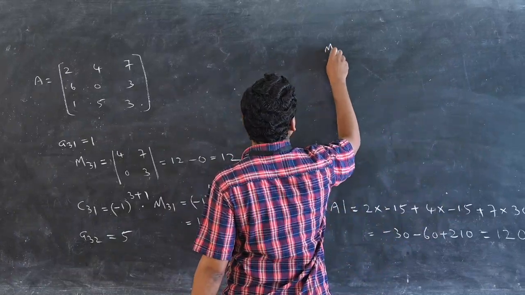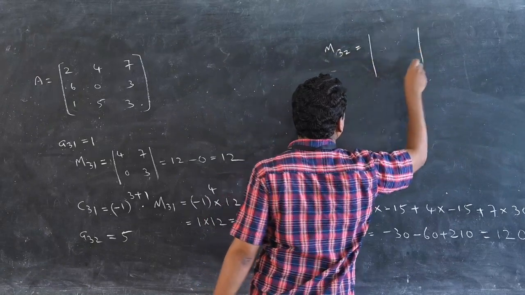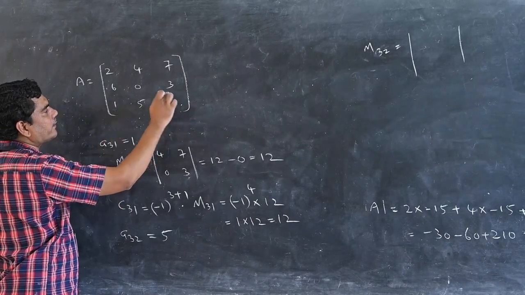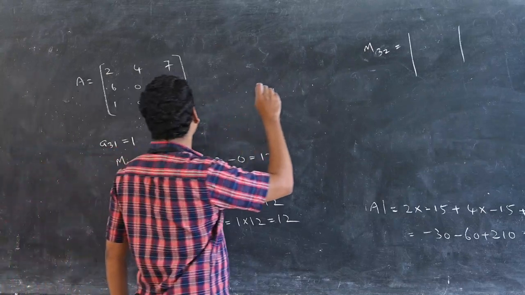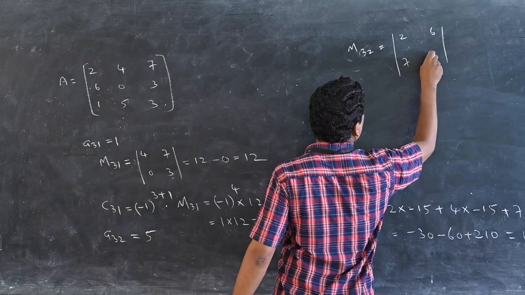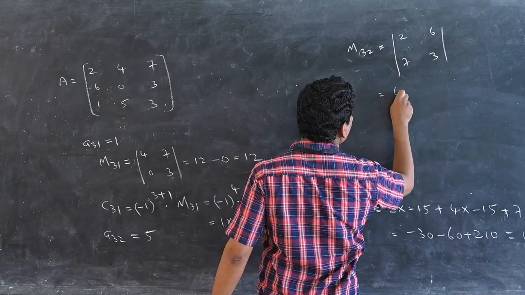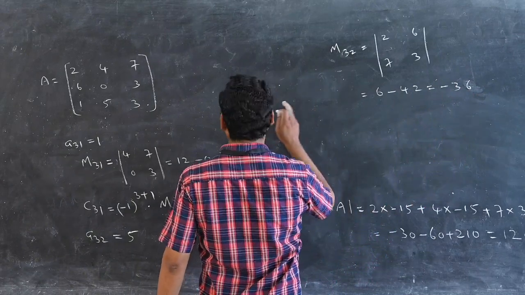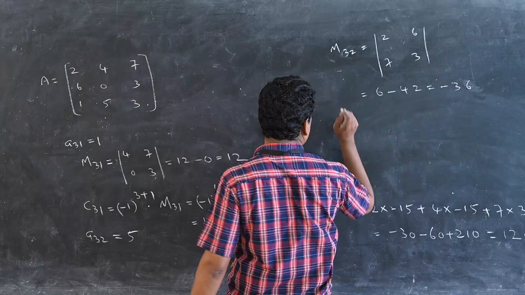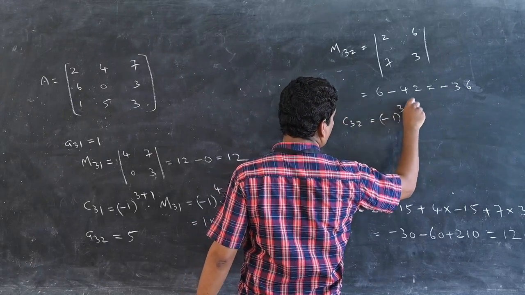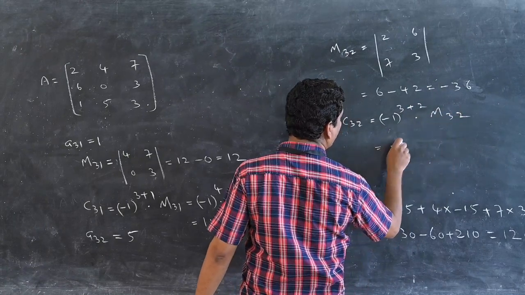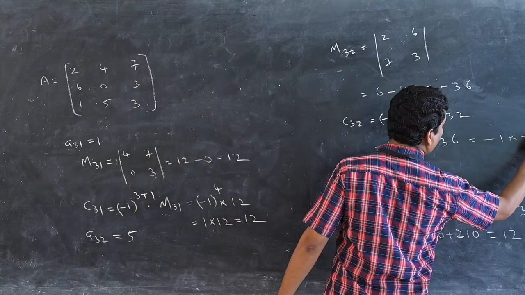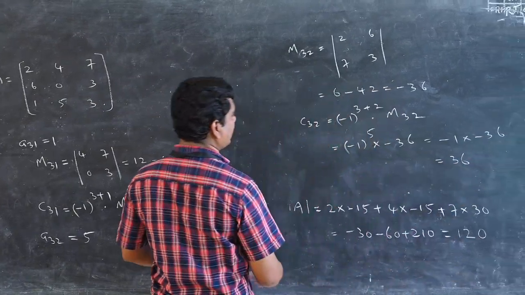Its minor M32 is the determinant of the matrix remaining after canceling the row and column containing this element A32: the third row deleted, the second column deleted. The remaining matrix is 2, 6, 7, 3. It is 2 into 3, which is 6, minus 42, which is minus 36. The cofactor of this element A32, which is 5, is C32 equal to minus 1 raised to 3 plus 2 into M32. It is minus 1 raised to 5 into minus 36. It is minus 1 into minus 36, which is equal to 36.